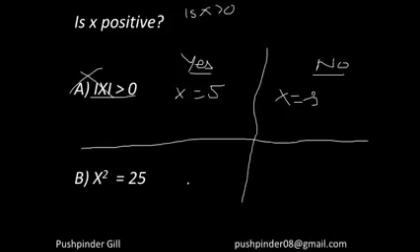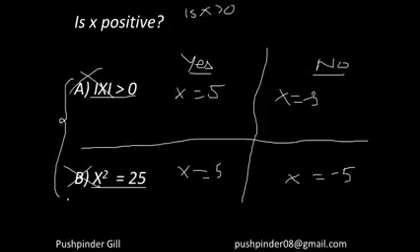Now let's try to use this statement. x square is equal to 25. So if x square is equal to 25, there are two values arising out of it. x can be 5 and x can be negative 5. These two values satisfy the statement. Over here, is x positive? Yes, and no. That means I'm getting a yes, I'm getting a no, so this statement is also not sufficient.